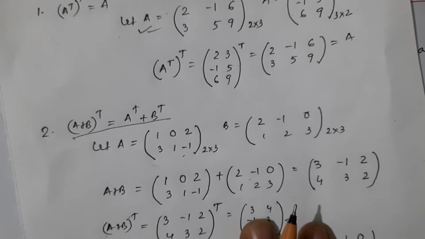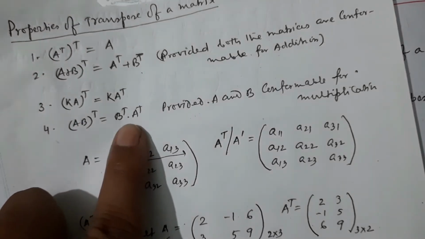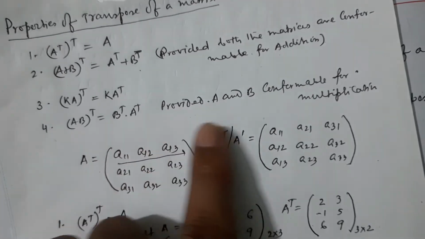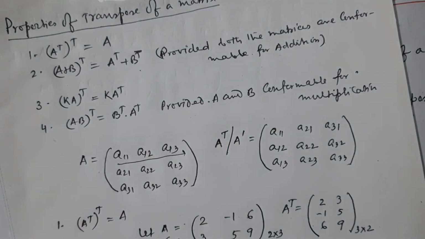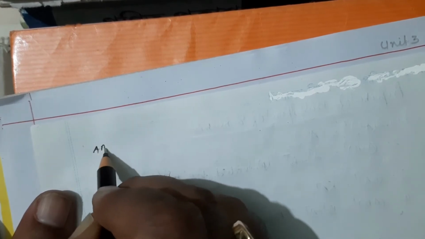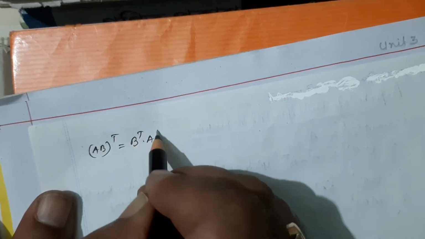Next, the fourth property: A B whole transpose is equal to B transpose into A transpose, provided A and B are conformable for multiplication. Then we want to prove A B whole transpose is equal to B transpose into A transpose.